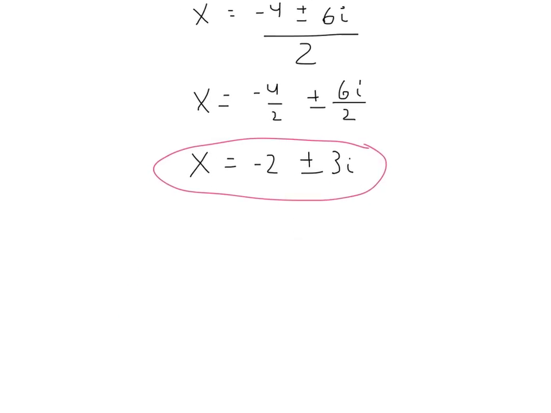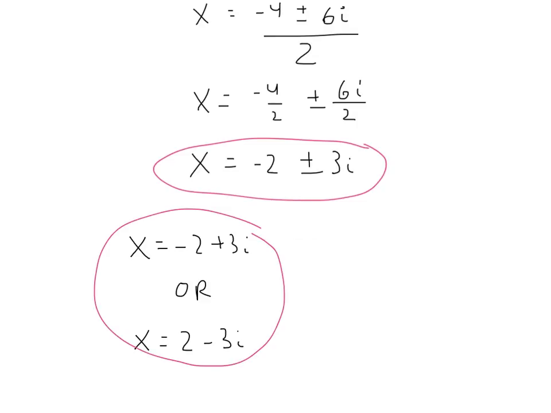Okay? And again, if you want to, you could rewrite this the other way. Negative 2 plus 3i, that's one answer. Or x could be equal to negative 2 minus 3i. Right? Both of these are good ways to write this.